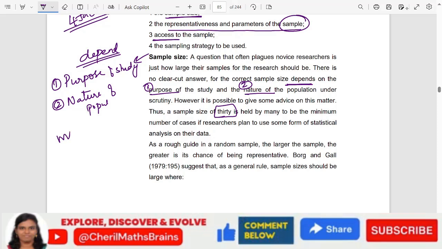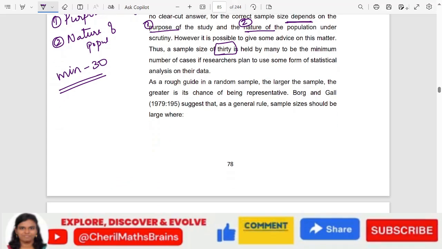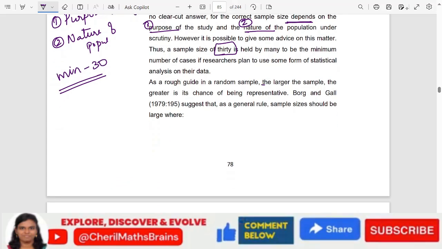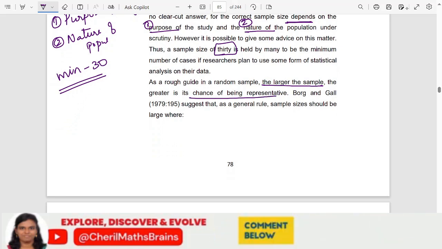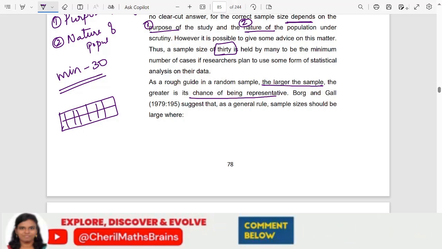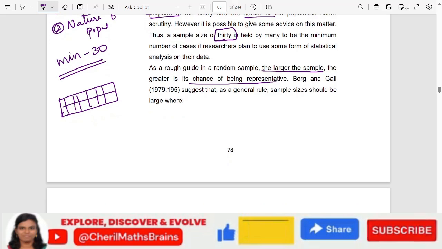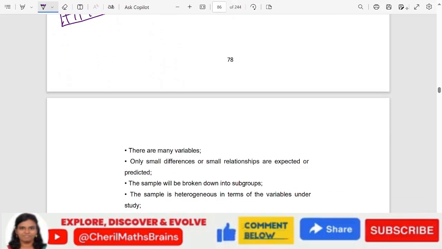So the minimum sample size is going to be 30 for anything. Beyond 30 you can have any number, but below 30 you will not be allowed to have for anything. Okay, so that is about your sample. The larger the sample, the greater the chance of being representative. If I take only 30, the representation might give only a few differences. If I take bigger data, then I'll get more clarity and more detailed answers.